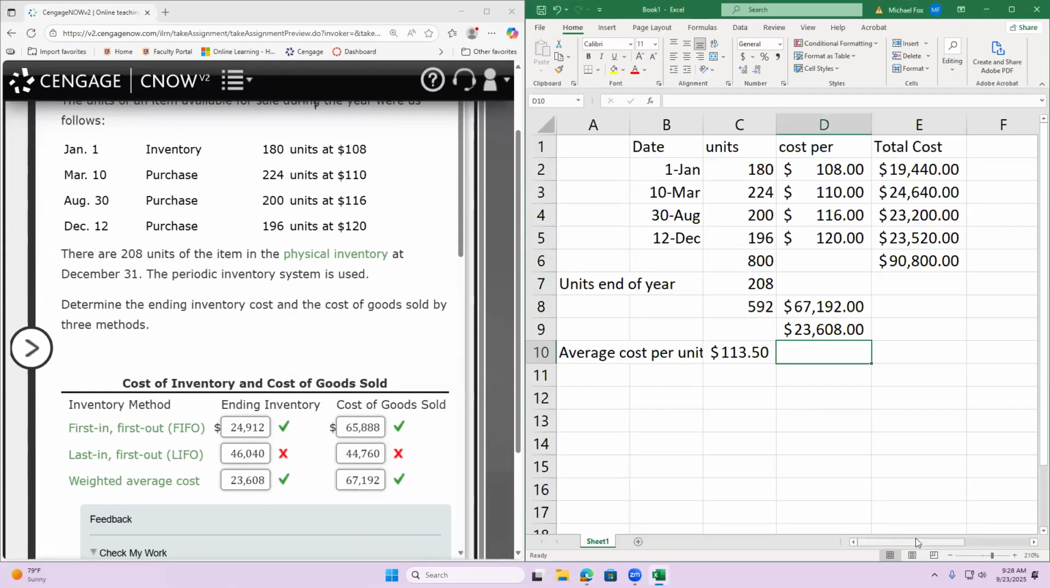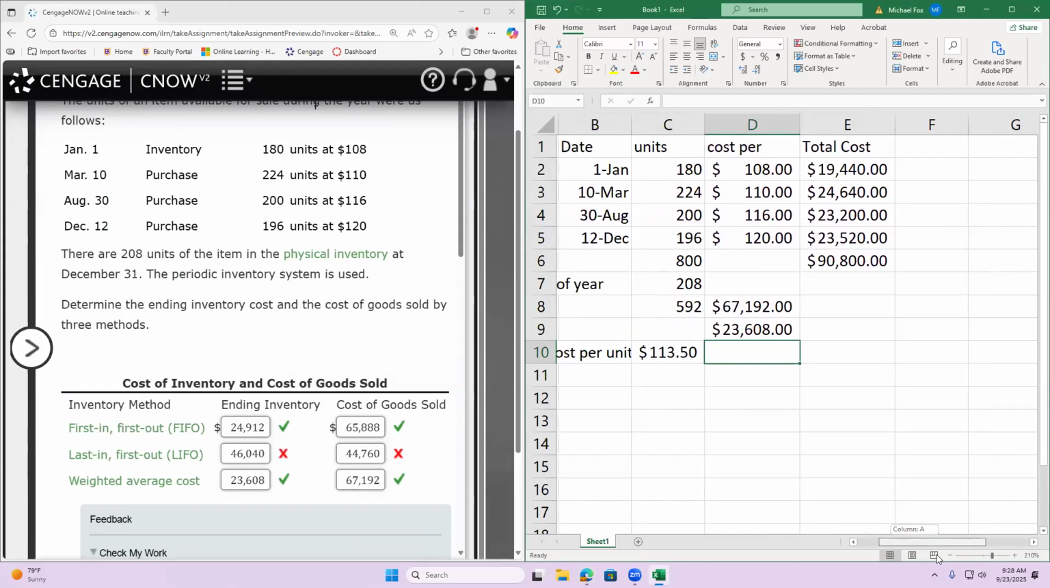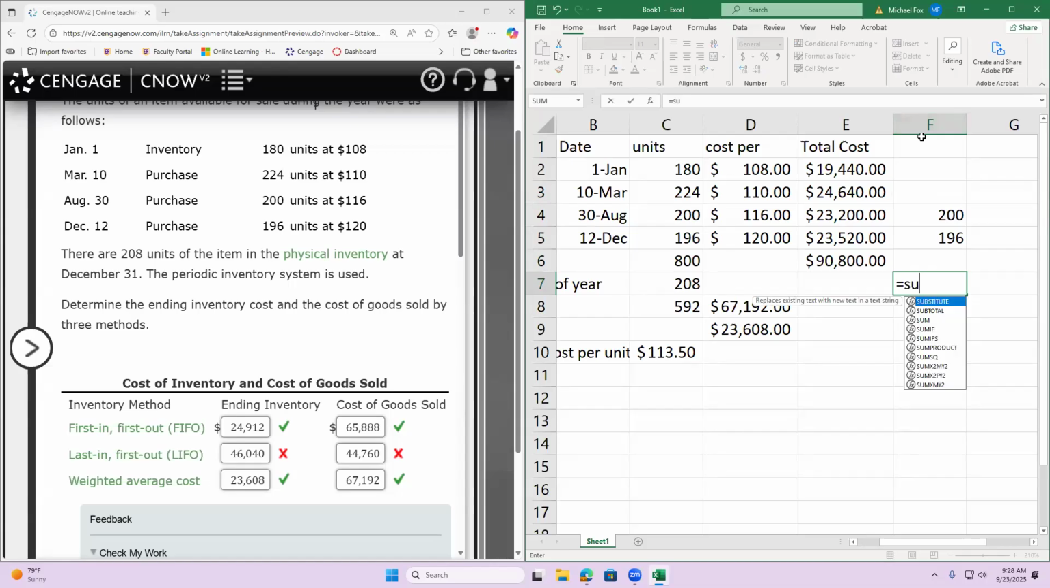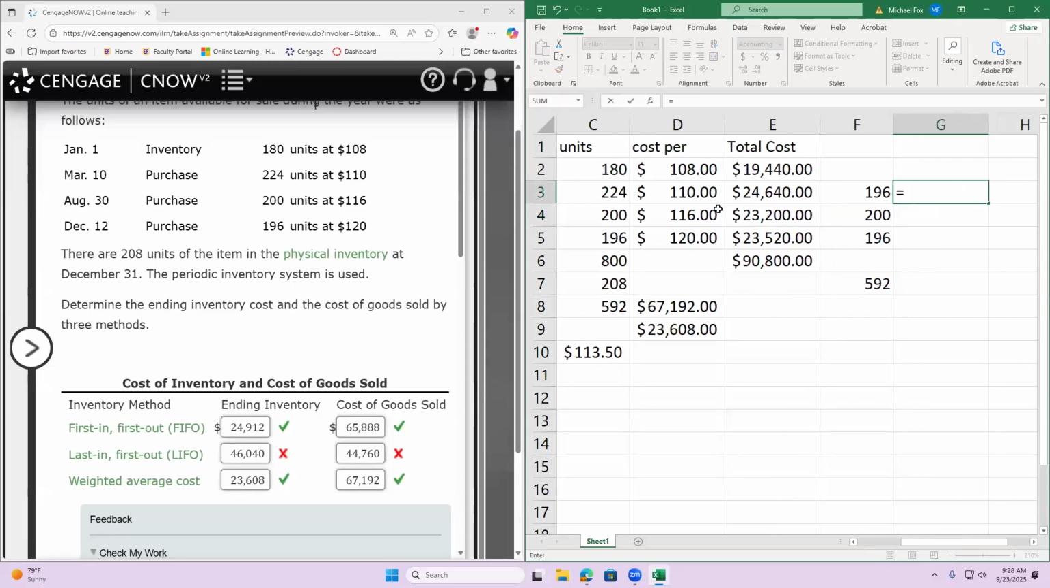So we sold 592 units. Again, we're going to assume we sold all 196 of those, all 200 of those, and then we sold 196 of those. Whoops.